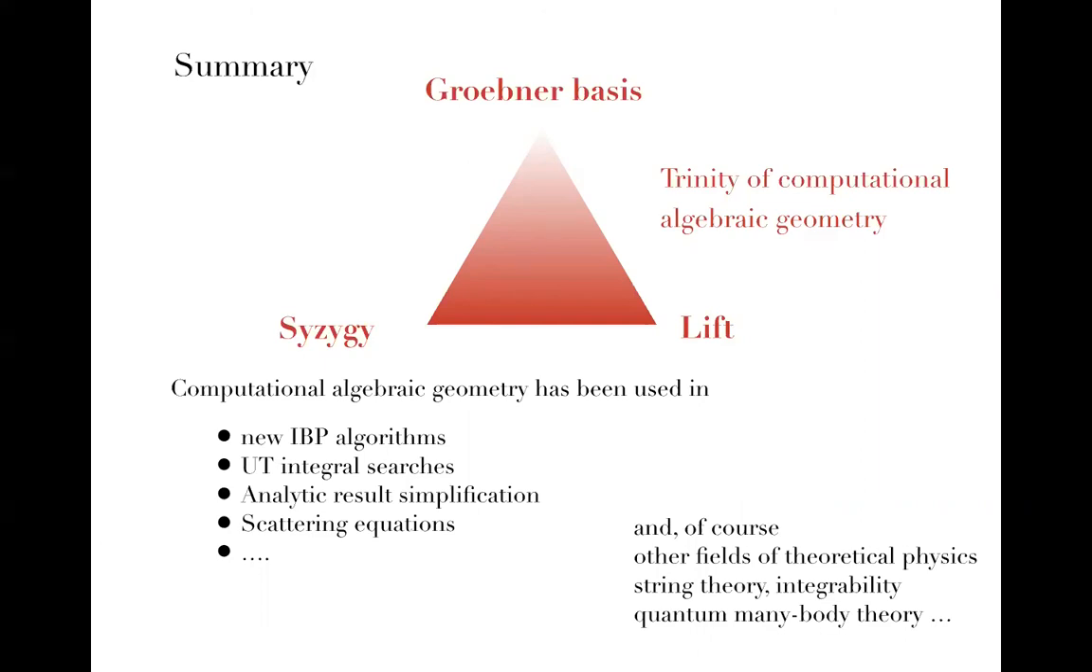So I introduced computational algebraic geometry with the application to the new IBP algorithm, to the UT integral search, and to analytical result simplification by polynomial division and CCG reduction. I also briefly introduced what you can do if you have a multivariate algebraic system with zero-dimensional solutions. Sometimes you can still find analytical solutions. And of course, computational algebraic geometry itself is developing, getting more and more popular, with more and more applications, also outside theoretical physics. In theoretical physics, it's useful also for string theory, for quantum many-body theory, for integrability. But of course, it's useful for other subjects of theoretical physics.